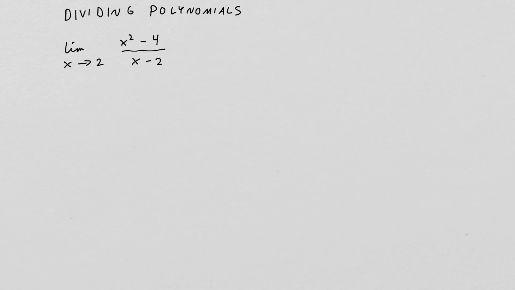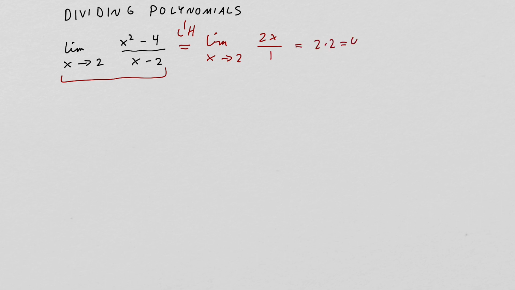Let's recall how we can divide polynomials. If we would want to calculate this limit, we could use, for example, the L'Hopital theorem, and we would get the derivative of the numerator is 2x and the derivative of the denominator is 1, and we would just get 4.